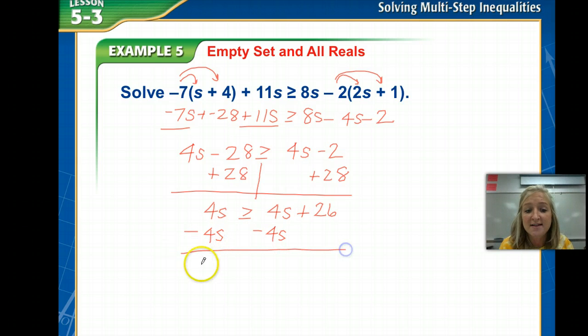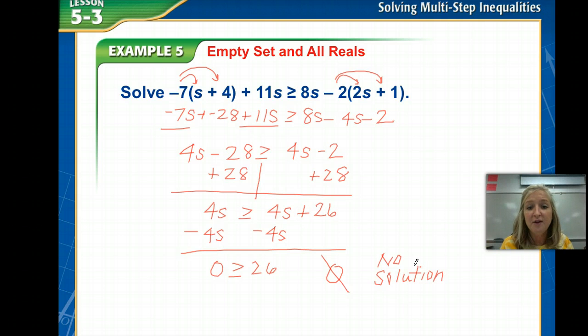4s minus 4s cancels out to be nothing. Is 0 greater than or equal to 26? It is not. So that means our answer is an empty set. You can make a big 0 with a slash through it, or you can tell me that the answer has no solution. My pen is a little glitchy today. Either one of those would be the correct answer because 0 is not greater than or equal to 26.